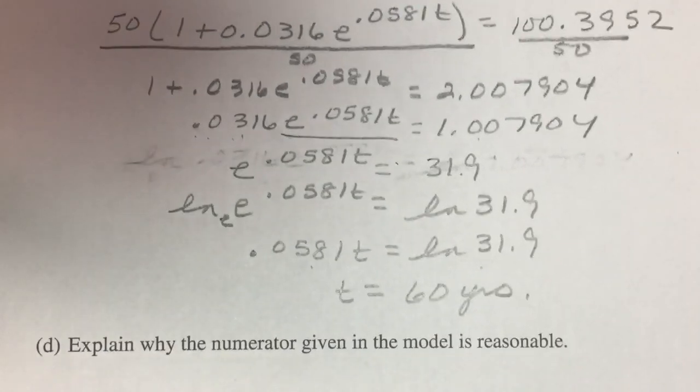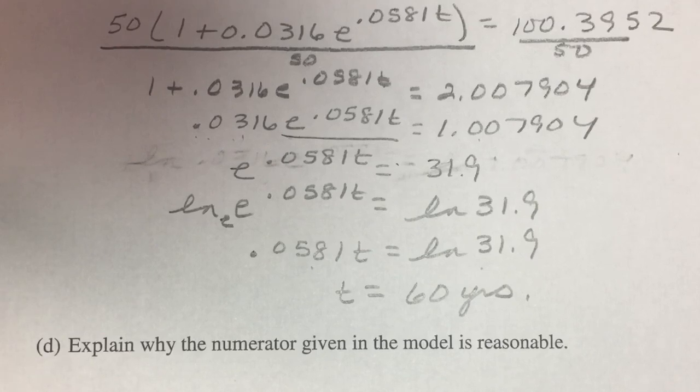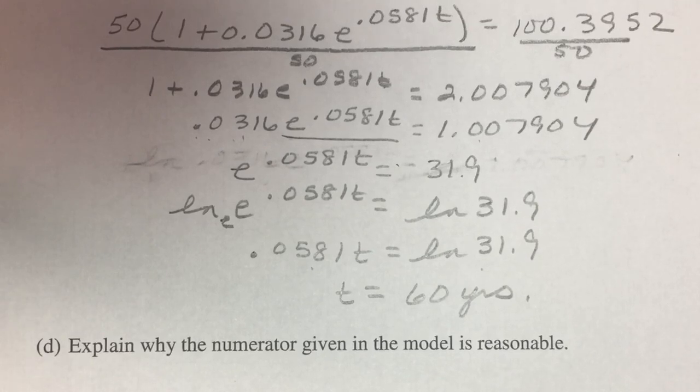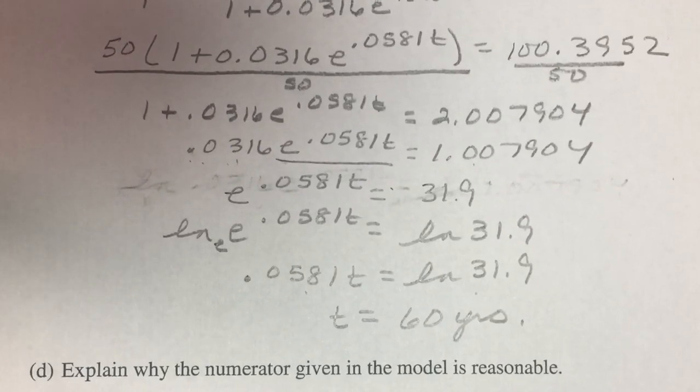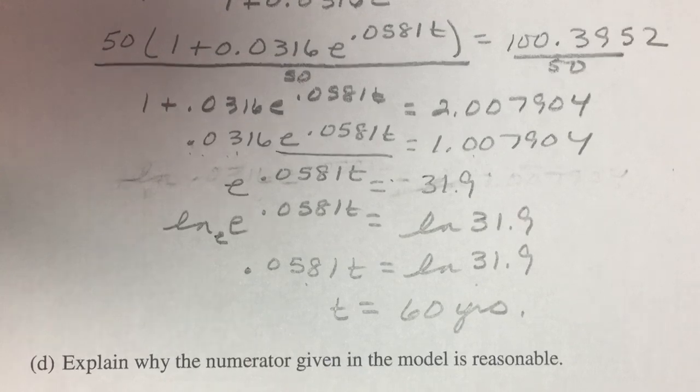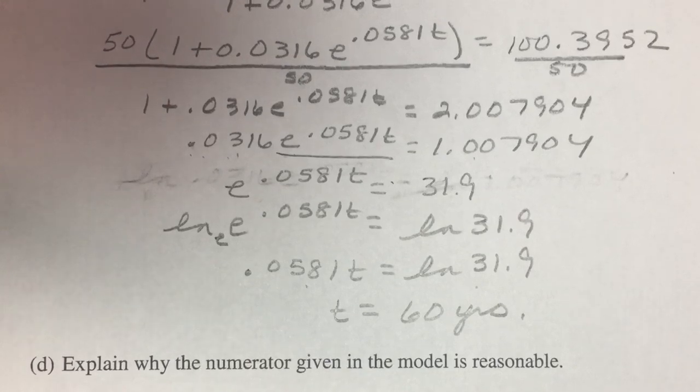And then for D, explain why the numerator given in the model is reasonable. Well, it's reasonable because it can't be any more than 100%. And that's pretty darn close to 100%. All right, there we go.